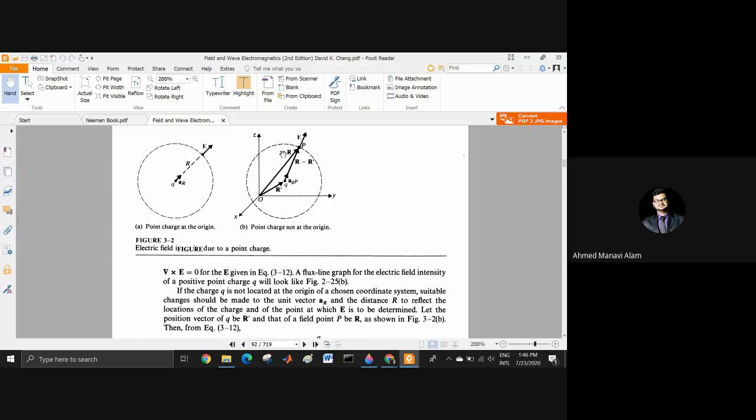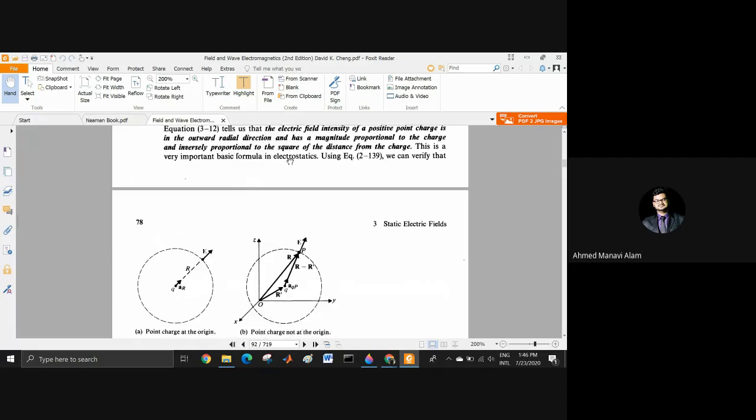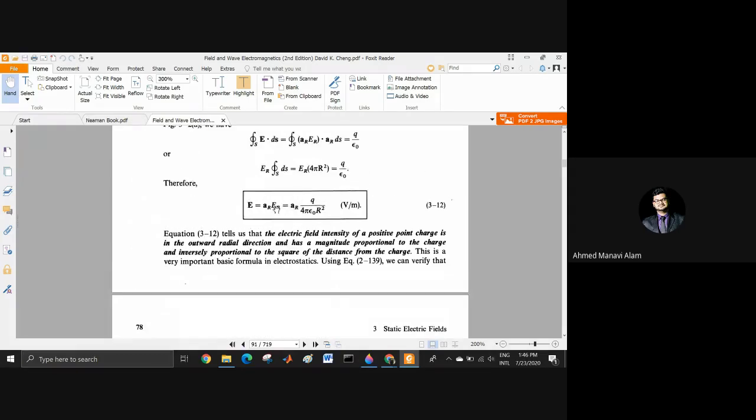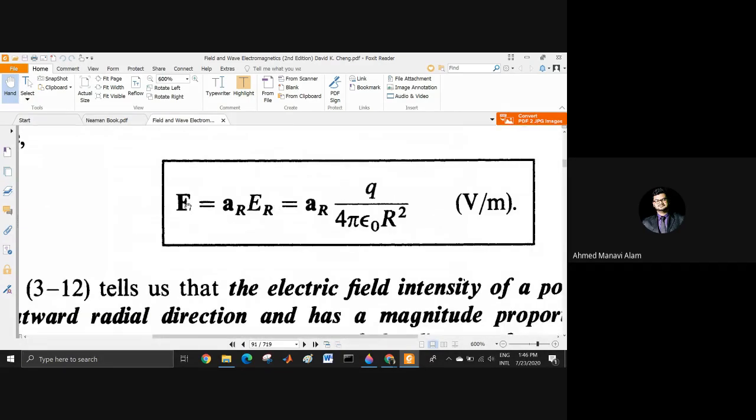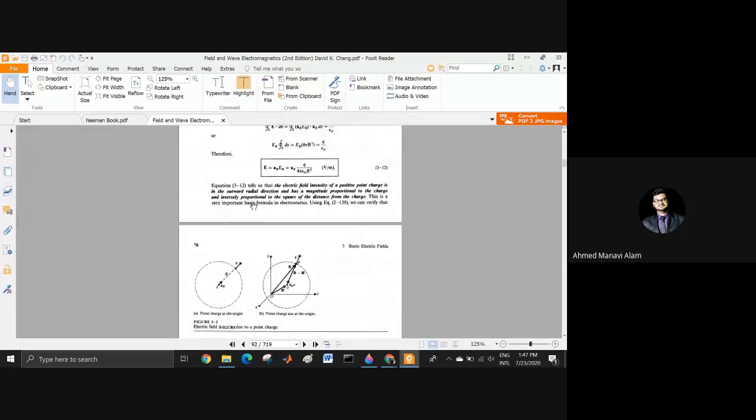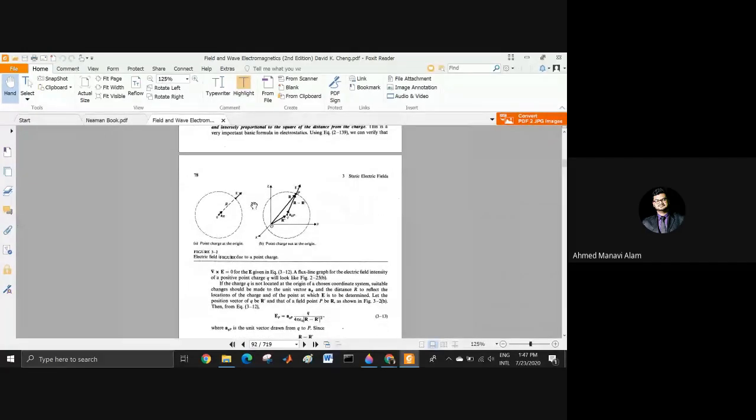Bold form মানে কি, what do you understand when these are written in bold form? That means this is a vector quantity. যেমন এখানে দেখেন, this E is written in the bold form, so it is a vector quantity. This is not written in the bold form, so this is not a vector quantity. Okay, আমরা অনেক আস্তে আস্তে যাব, ঠান্ডা মাথায় যাব.